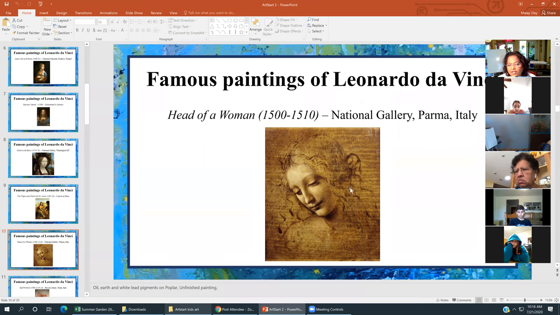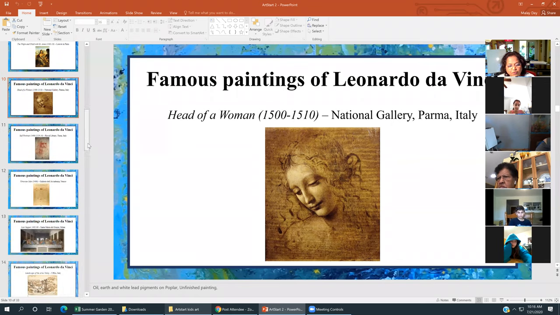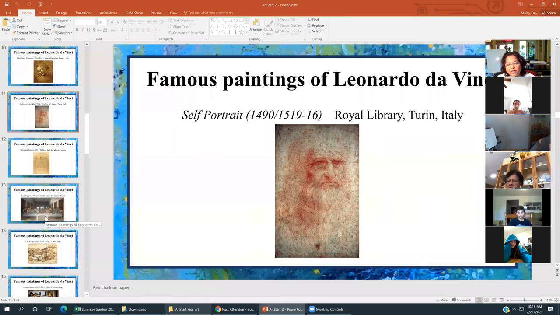So this is an unfinished painting of the head of a woman. It's very beautiful, but it's done in probably umber. It's an unfinished painting. It's like a brown paint. And this was probably the first or second layer of a painting that he never finished. Okay, so that's the head of a woman. Here is another sketch that he did. It's red chalk on paper, and it's of an old man, or it could be of Vinci himself when he was older. We don't know, but it's present in the Royal Library in Italy.